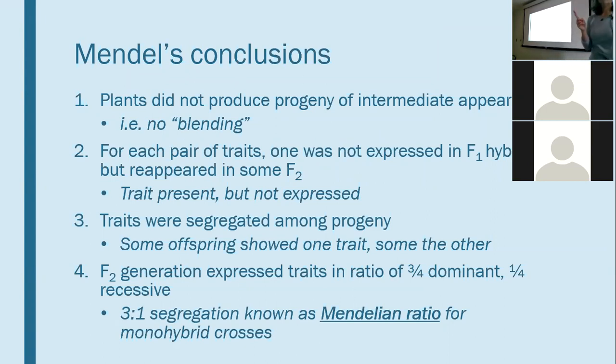For each pair of traits he looked at, one was not expressed in the F1 generation, but it would reappear in F2 in some of them. So this means, and it was not a thing that people were really aware of at the time, you could have a trait present but not expressed, which we kind of intuitively know. You can be carrying genes that you're not exhibiting the traits for. There are things you may not know you have that you can pass on to your kids, that they might express. We'll come back, I think at the end of chapter 14, to human examples of all of this stuff. It's just easier to talk about pea plants.